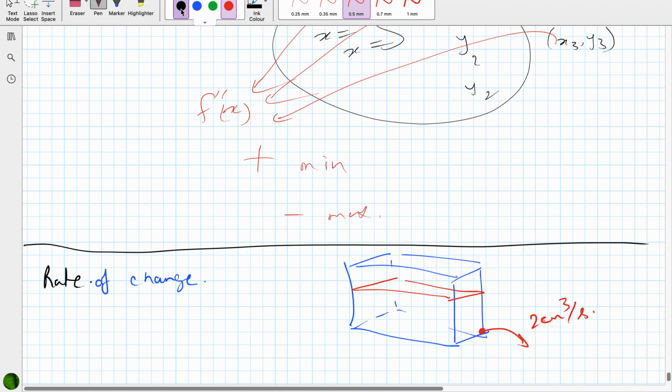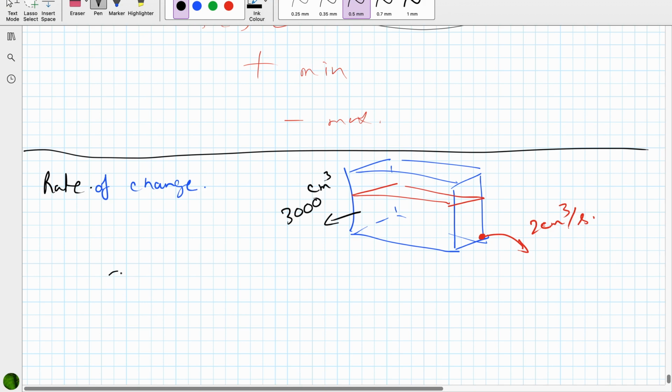So if I tell you the complete volume of this container, you can tell me the time when it will get empty. For example, this is 3000 cm cube. So we can say 3000 by 2, it will take 1500 seconds for the tank to get empty. We can also create different relations between them, provided sufficient data is given.